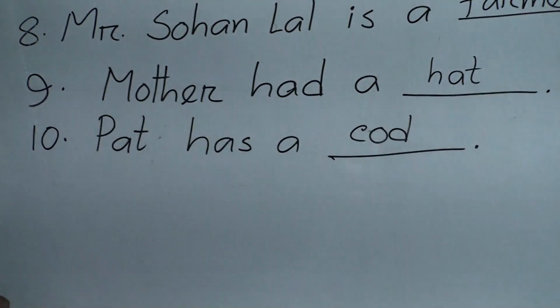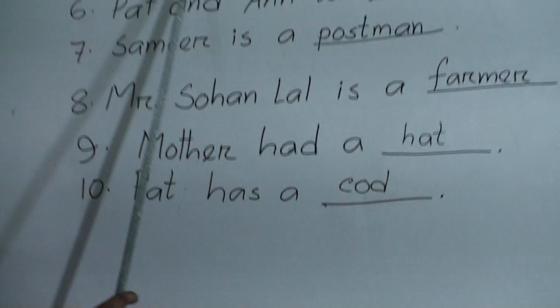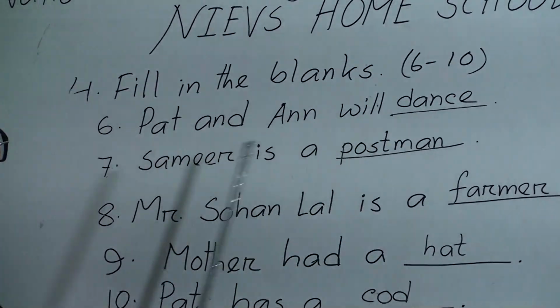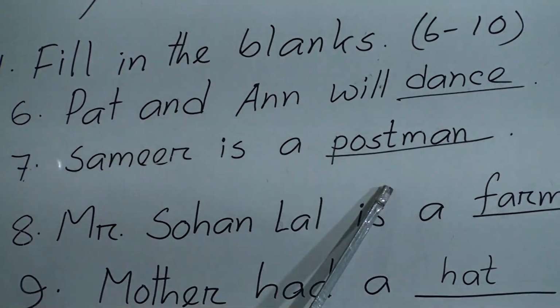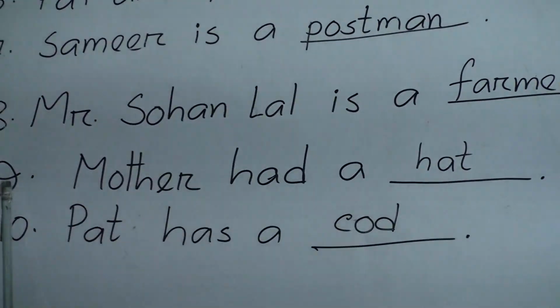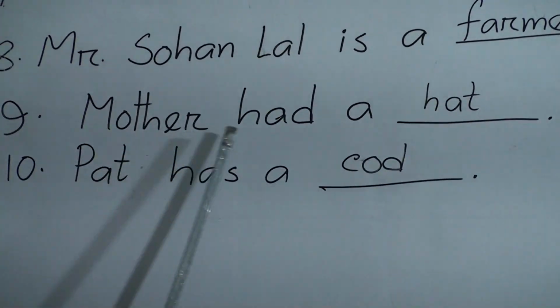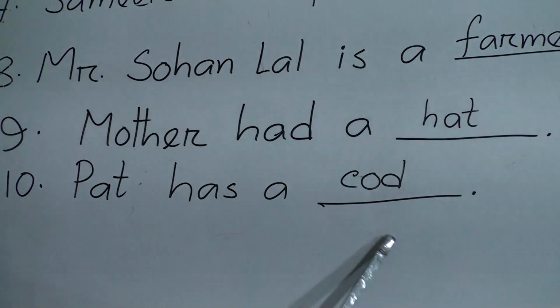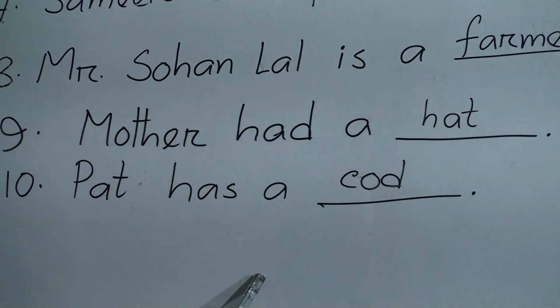We're reading for the last time. Number 4, fill in the blank 6 to 10. Pat and Ann will dance. Samir is a postman. Mr. Sohan Lal is a farmer. Number 9, mother had a hat. Number 10, Pat has a cod. So my dear students, we don't have any SW today.